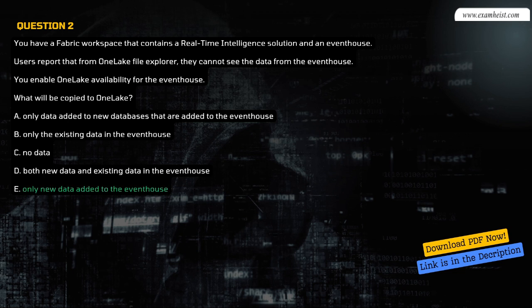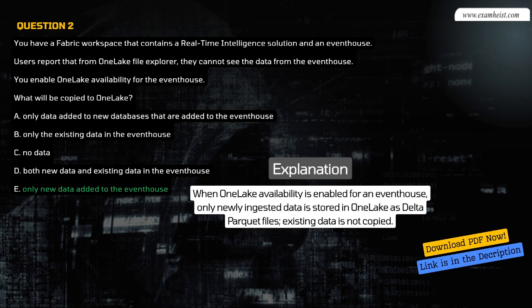Speaking ahead, the correct answer is E. Only new data added to the event house. Explanation: Only newly ingested data is stored in OneLake as Delta Parquet files. Existing data is not copied.